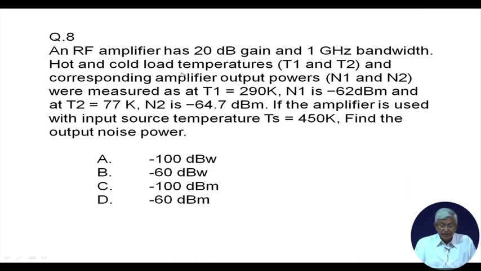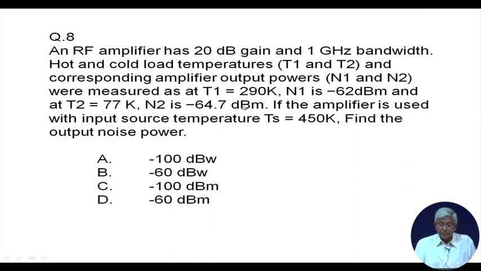Hot and cold loads: let us say there are two load temperatures T1 and T2, and the corresponding amplifier output powers N1 and N2 are measured. When connected to the load temperature T1 of 290 K, the output noise power is measured as minus 62 dBm, and when the load temperature is changed to 77 K, the low temperature, N2 is much lower, measured after the receiver as minus 64.7.